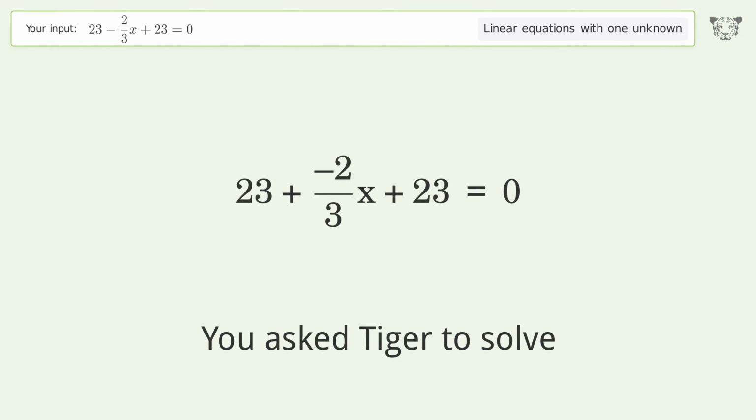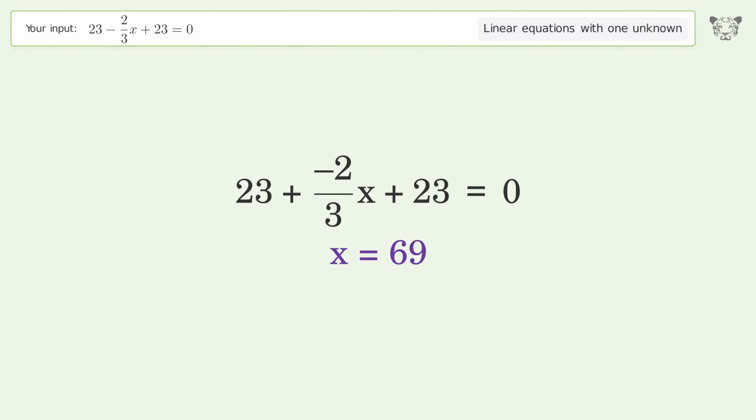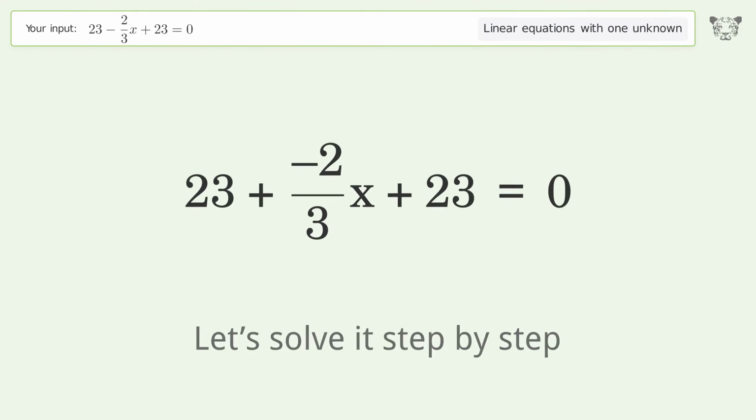You ask Tiger to solve. This deals with linear equations with one unknown. The final result is x equals 69. Let's solve it step by step.